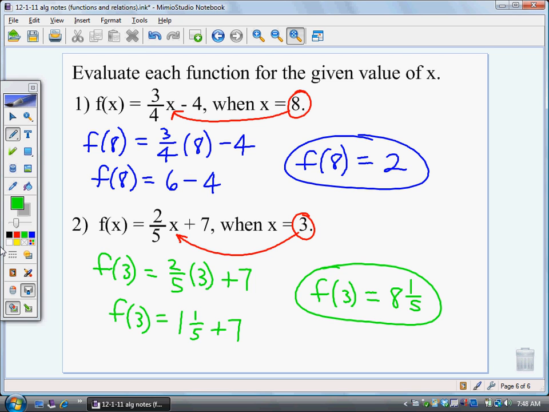So what you should be able to do is look at any type of relation, whether it's in the form of ordered pairs, table, graph, equation, or mapping, and determine whether or not that relation is a function. You should also be able to recognize function notation, what it looks like, and then evaluate function notation given values of x.